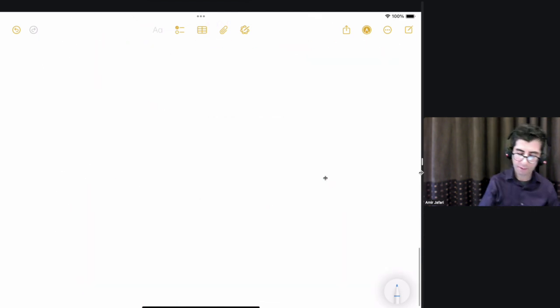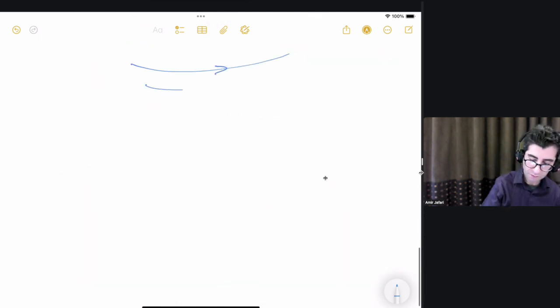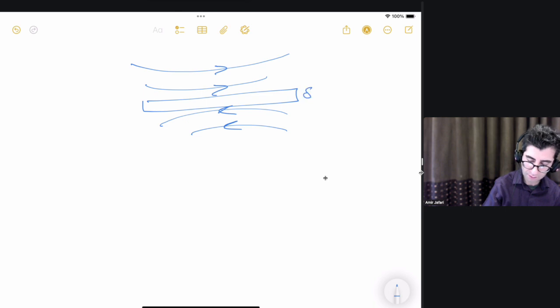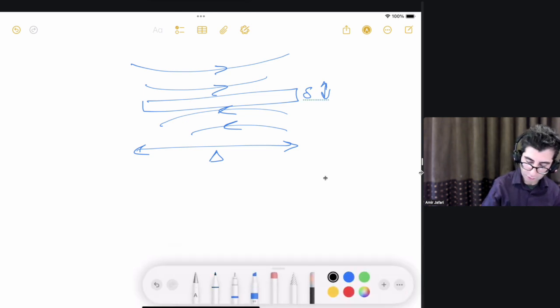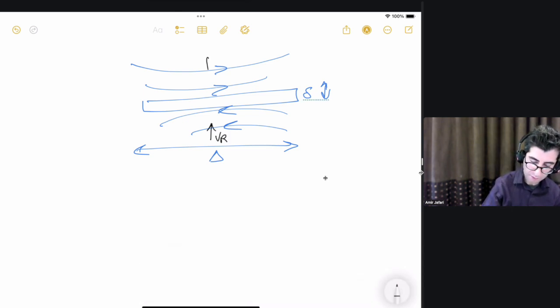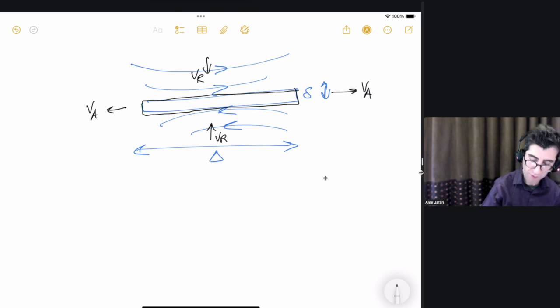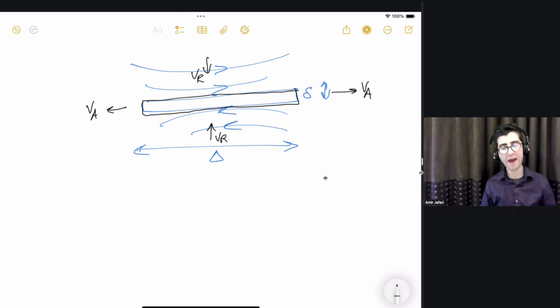Let me draw another picture. So we have something like this, and this is the current sheet, delta, delta. Okay, so here you have VR, VR, VA, VA, and this is your current sheet. Okay, so first of all, we have this conservation of mass.